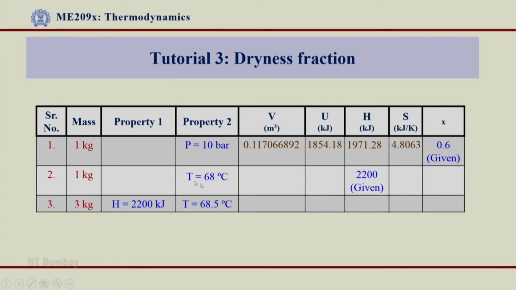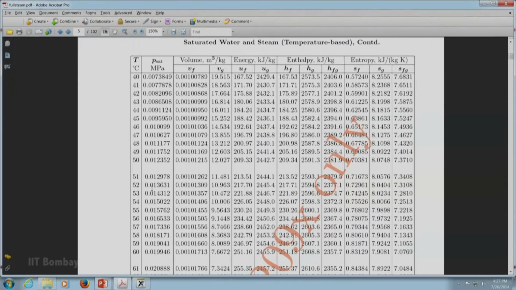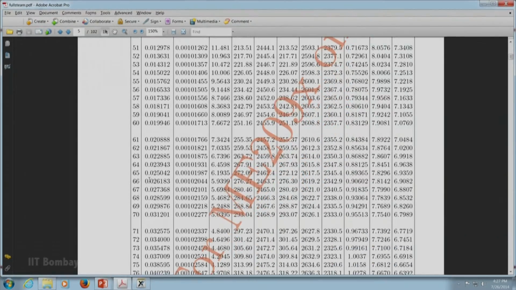Because I have been given temperature, I will go to table number 1 and compare the given enthalpy with hf and hg, locate which region I lie in first, and then get the properties. So let us go to table number 1. Here is table 1, and look at the 68 degree temperature here. So this is 68 degrees centigrade. Please write down all the properties first and then we will come to the solution of this problem.